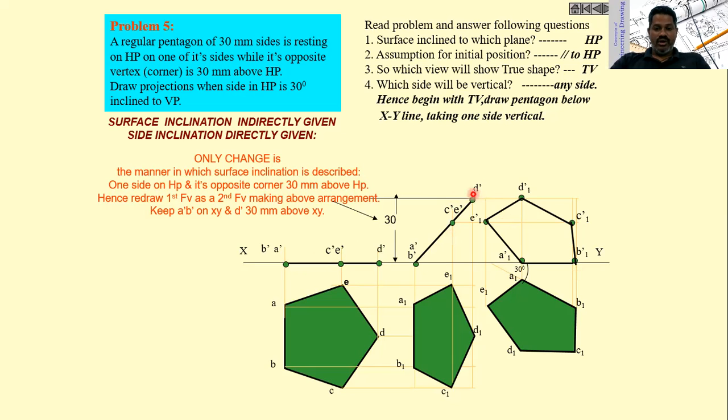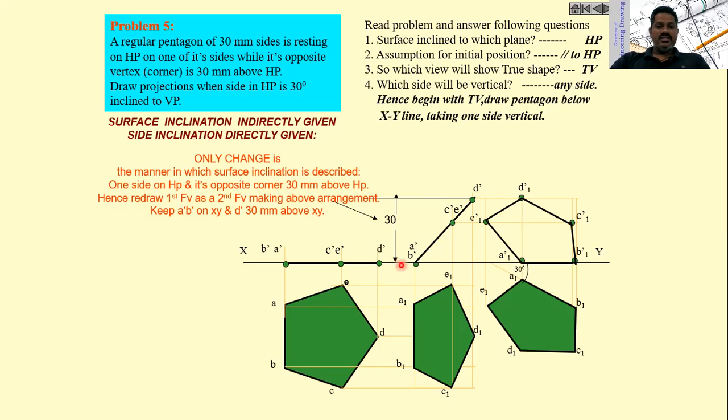Then project all the points from the front view when one end is at a height of 30 mm from the horizontal plane. Then draw the horizontal lines from the true shape to get the intersection points for the top view when one end is at a height of 30 mm from the HP.